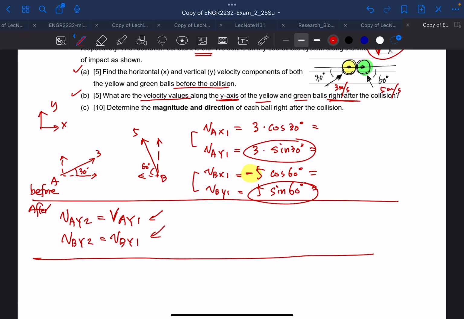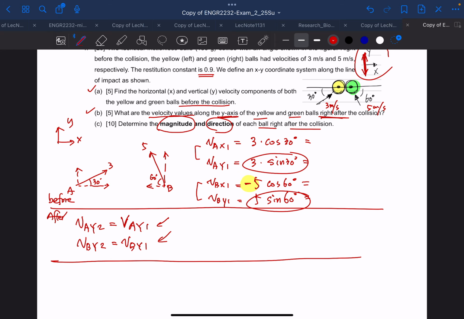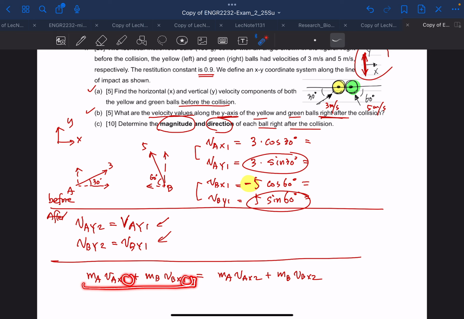And the last part is to determine the magnitude and direction of each ball right after this collision. So from here, we're going to use conservation of momentum, mv. So mA vAX1 plus mB vBX1 is going to be mA vAX2 plus mB vBX2. This is before, so we have the subscripts of 1. This is after, we have the subscripts of 2. And this is for particle A, this is for particle B, and we're considering the horizontal terms.